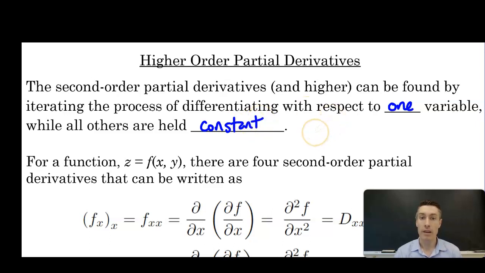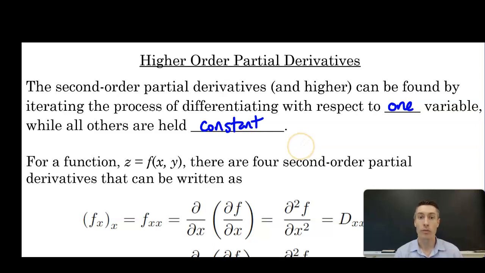Essentially, this is telling us the mechanics of finding higher order partial derivatives are the same as they were for finding the first order partial derivatives. We're differentiating with respect to one variable, treating every other variable as a constant. And iterating just means we're going to repeat that process as many times as necessary. Now, one of the major differences, especially as we start to climb into higher order partial derivatives, is the number of derivatives we're going to get.